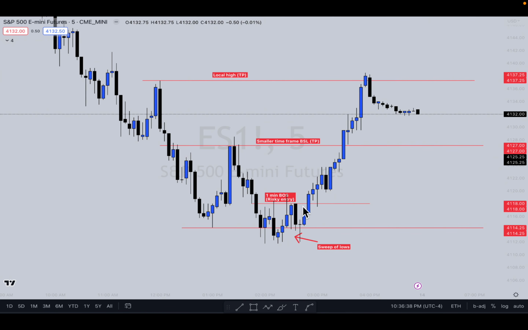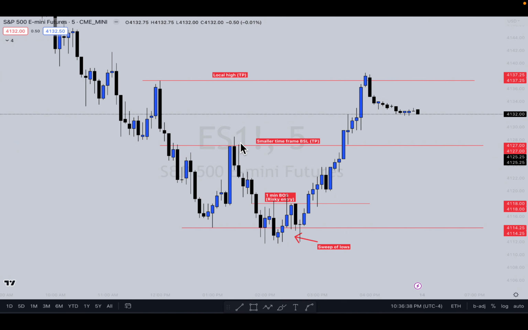And as soon as we saw that 1 minute BOS, you take your entry. Your stop loss is the low of the day here, which was this new low that swept these lows, and that was your stop loss close flush. Came up here, these next two candles were the retest to take, came up consistently. Your first TP would have been this 5-minute liquidity. Your TP2 would have been the next local high liquidity, right?